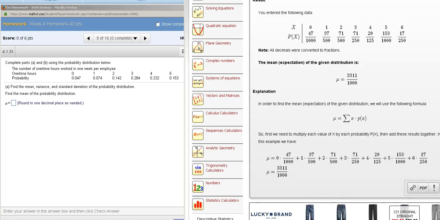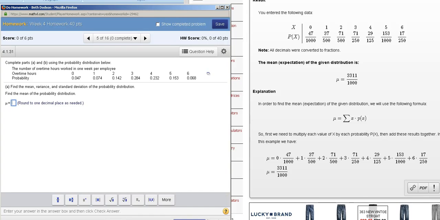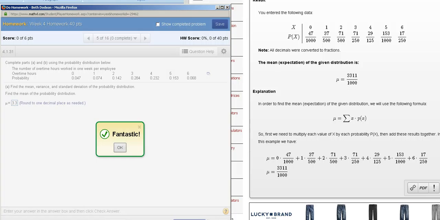It gives me 3311 over 1,000. So since my StatLab for some reason wants it in decimal form over here, how many places does it want? It wants it to 1 decimal place. 3.3. It should take that. Check the answer. And yay, we got that right.